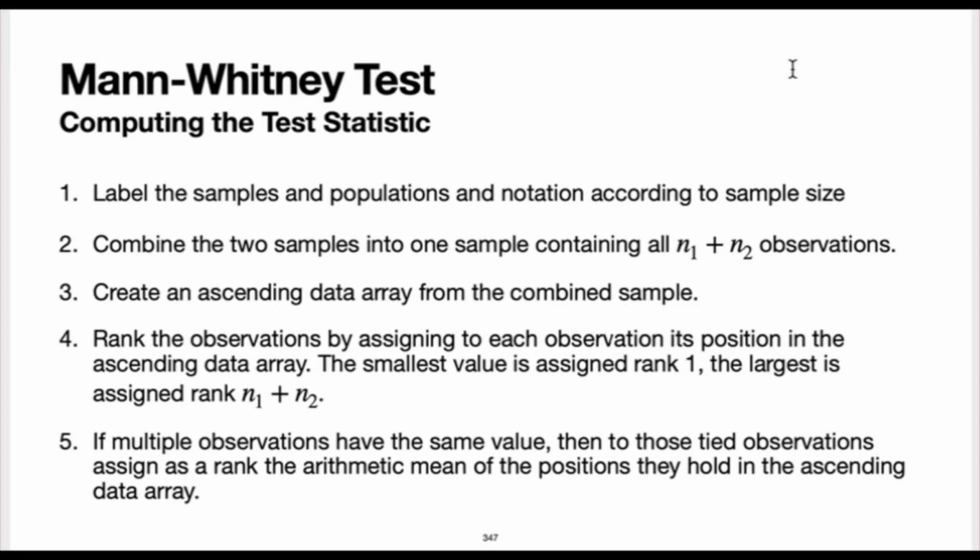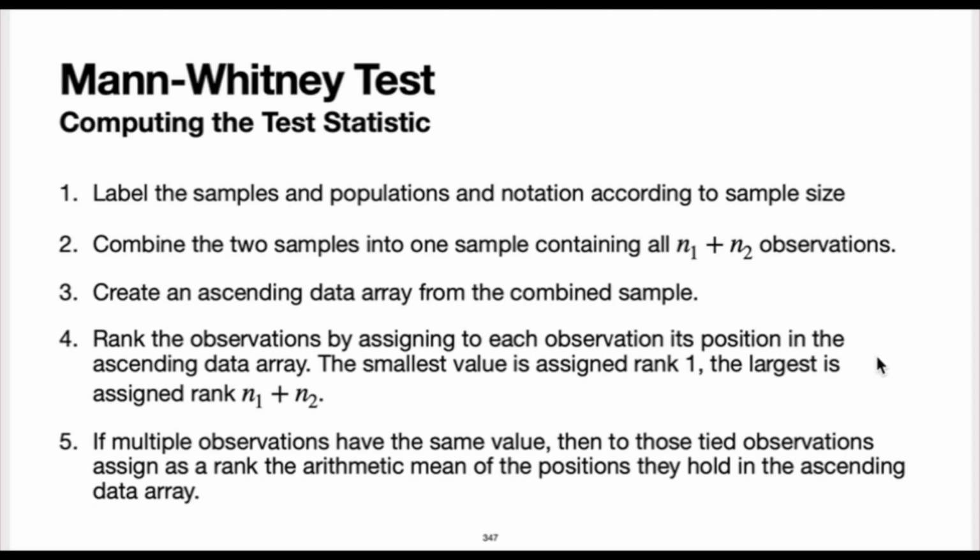So again, in general terms, the smaller sample is sample 1, the larger sample is sample 2, with corresponding labeling. Once we've got the labeling done, we're going to combine the two samples into one combined sample that contains all of the observations in the two samples. Using that combined sample, we're going to create an ascending data array by sorting the observations in ascending order.